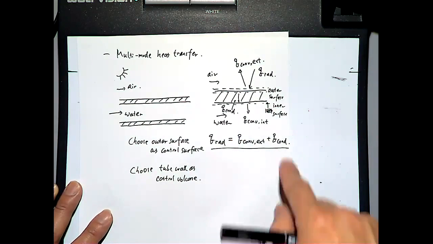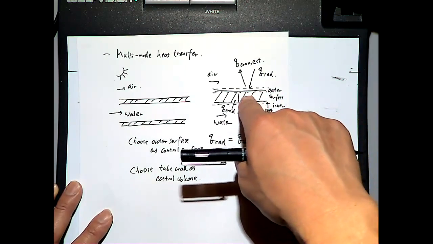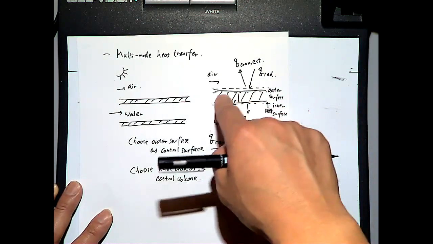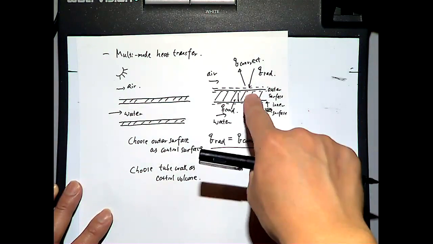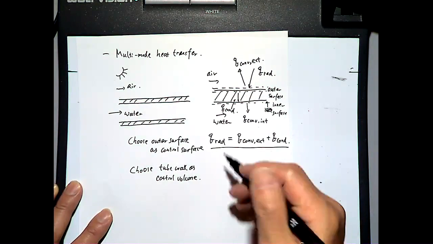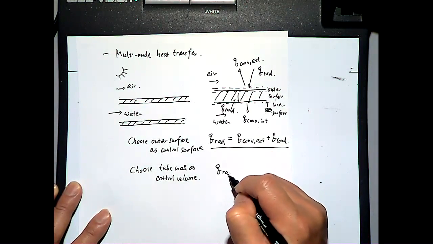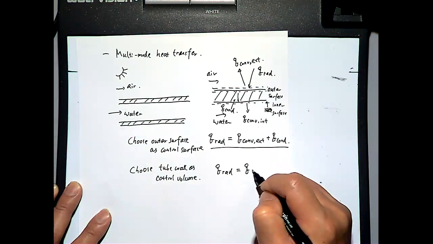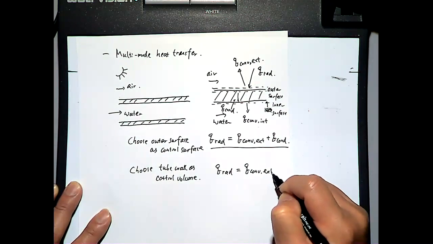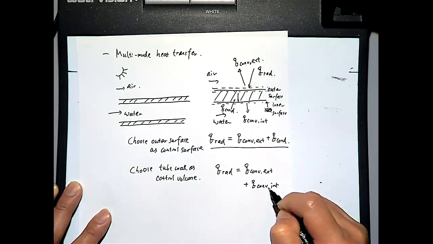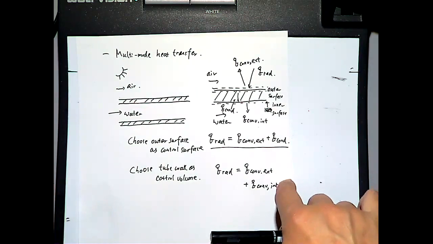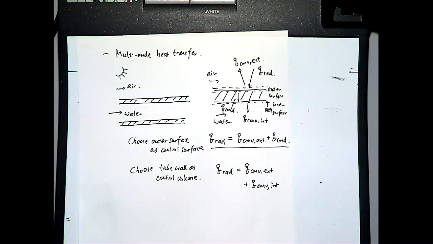In this case, the conduction becomes the internal process, right? We're only dealing with the processes going into that volume and leaving that volume. The conduction becomes an internal process. So we have the radiation coming into the volume, and the convection external plus the convection internal. These are now the two streams taking away the energy there. All right, so conduction is not involved in this case.